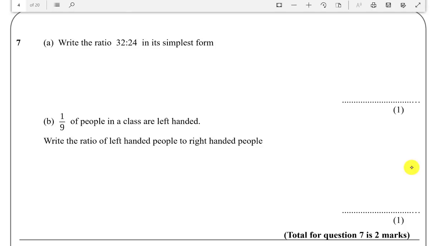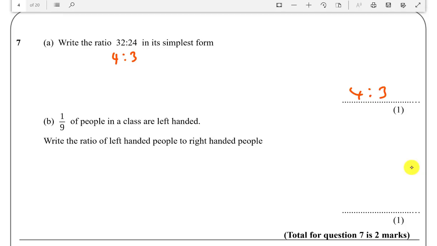Number 7, write the ratio 32 to 24 in its simplest form. So what we can do is 32 to 24 can divide by 2. If you find the highest common factor, you can do it in one go. We can see the highest common factor is 8. So we divide by 8, which is going to be 32 divided by 8 is 4, and 24 divided by 8 is 3. So answer is 4 to 3.